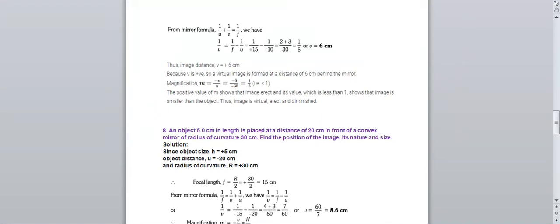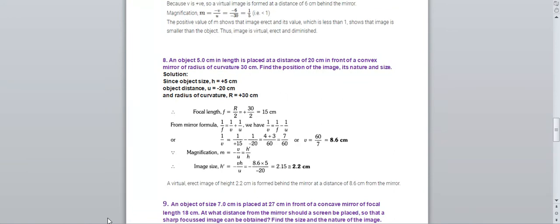Now let's come to question number 8. An object 5 centimeter in length is placed at a distance of 20 centimeter in front of a convex mirror of radius of curvature 30 centimeter. Find the position of the image, its nature and size. Since it is a convex mirror question, the height of the object is given as 5 centimeter, which we have to take positive. Object distance u always we will take negative, that is minus 20, and radius of curvature is 30 centimeter. So focal length we can calculate by the formula r by 2, that is 15 centimeter.